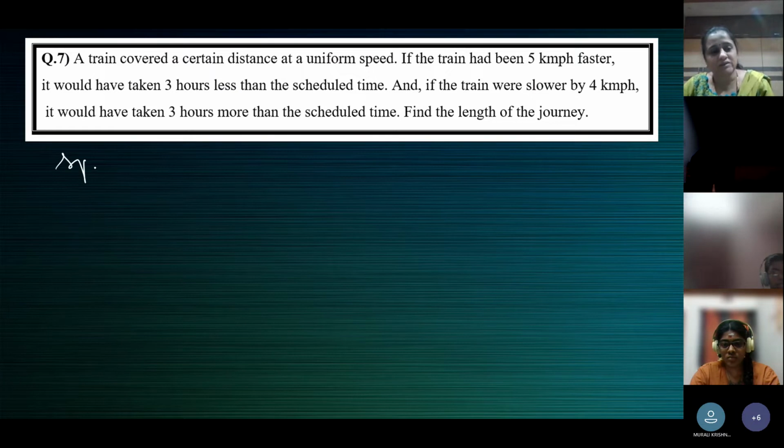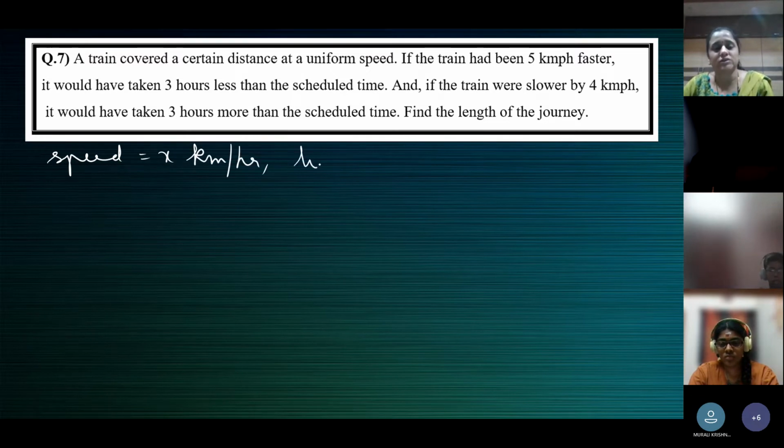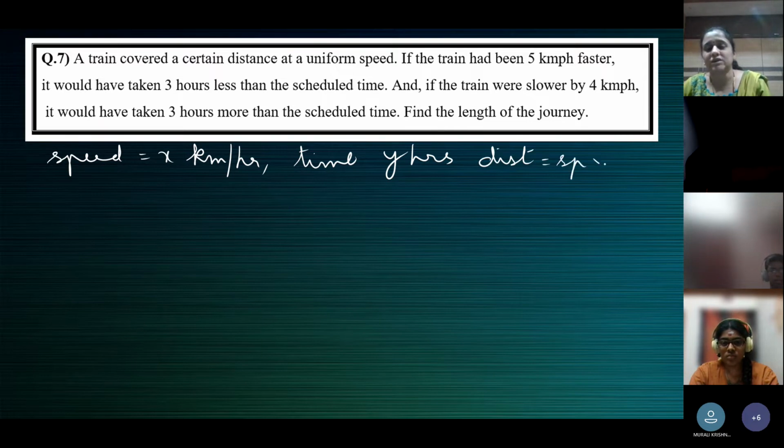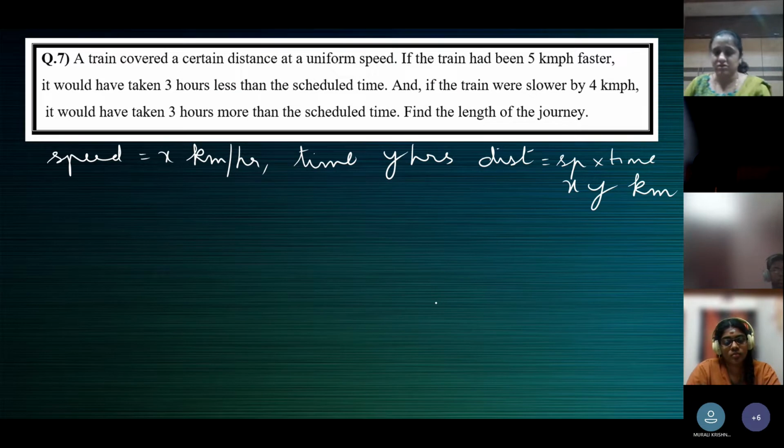So let the actual speed of the train be x kilometer per hour. And let the actual time taken be y hours. So the distance between the two places is speed into time. Distance is speed into time. So speed is x, time is y. So xy kilometers is the length of the journey, the distance. This is fixed.